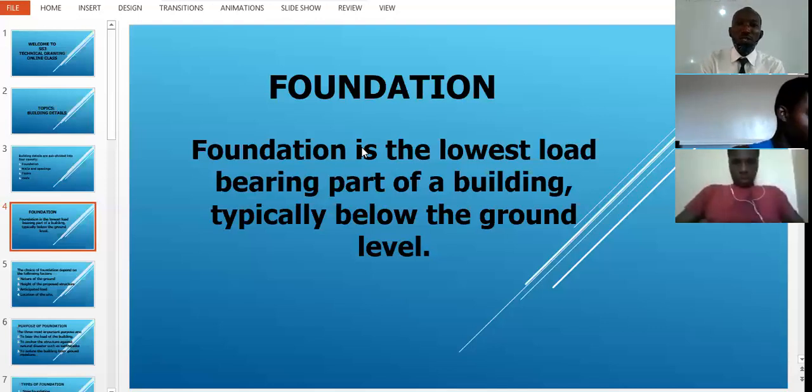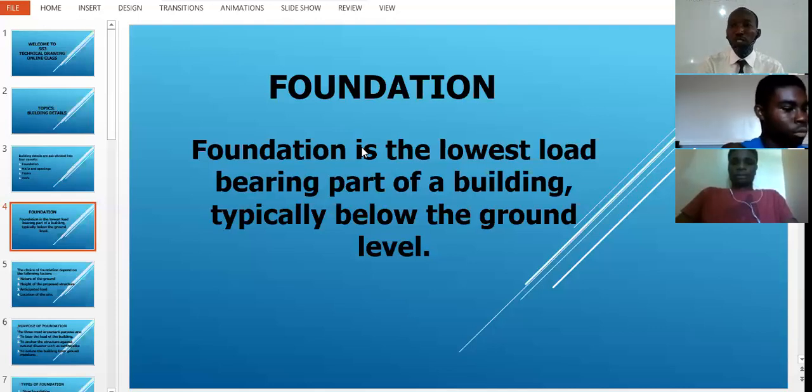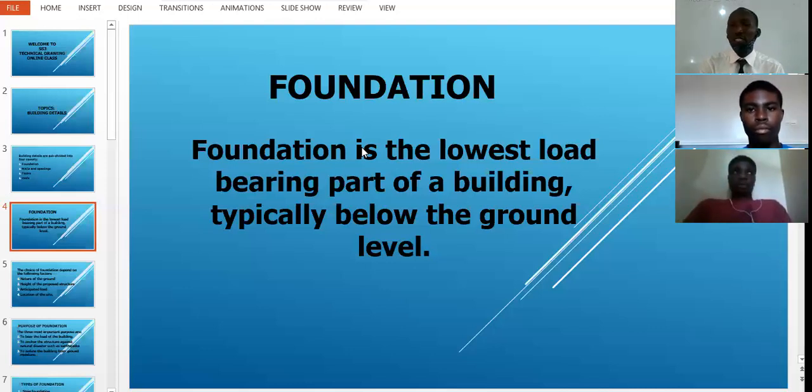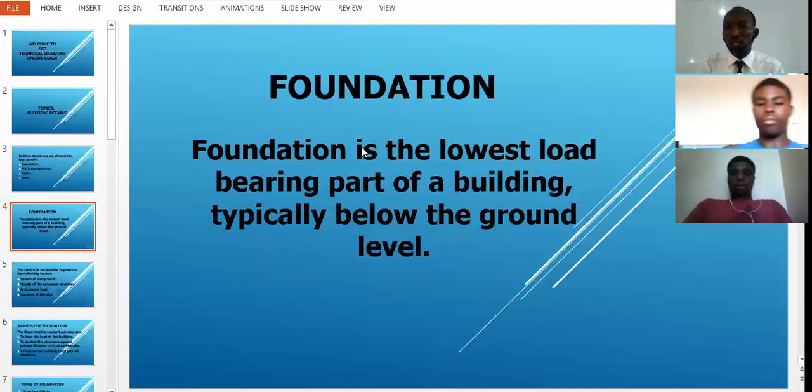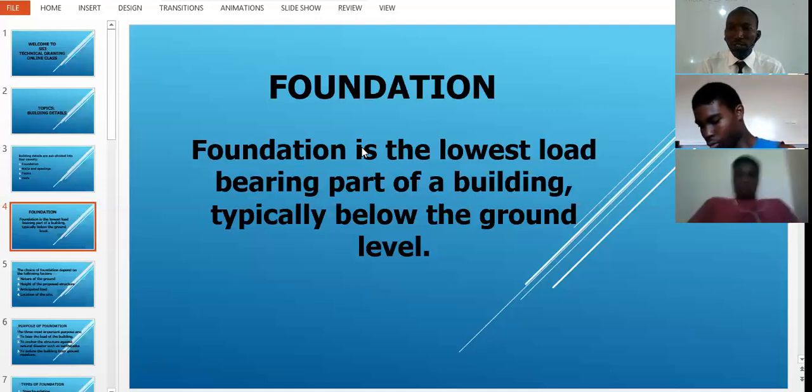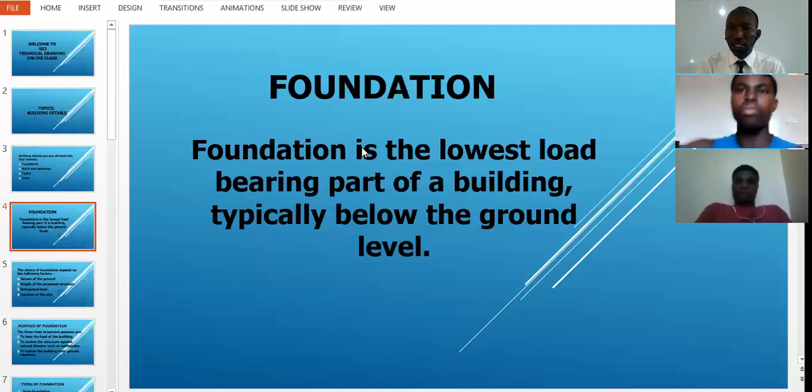All right. Foundation is the lowest load-bearing part of a building. It is typically below the ground level. Now, when you are to construct a building, the first thing you do is to excavate based on the plan of the building. You excavate the ground based on the plan of the building. Once you excavate the ground, then you start putting all the necessary members that are required for the foundation.